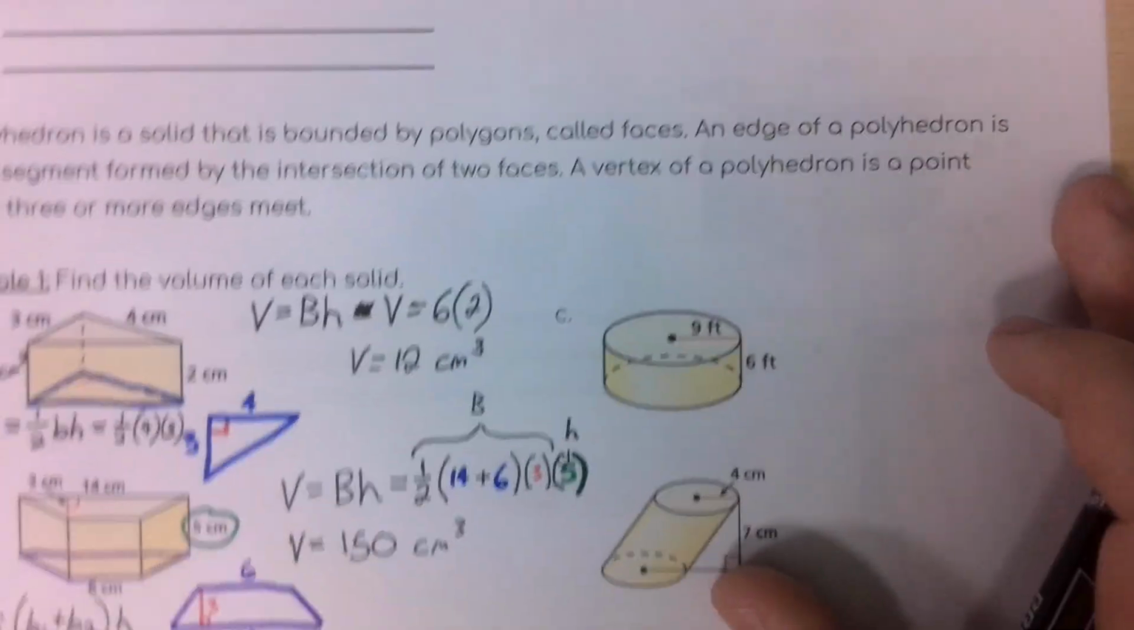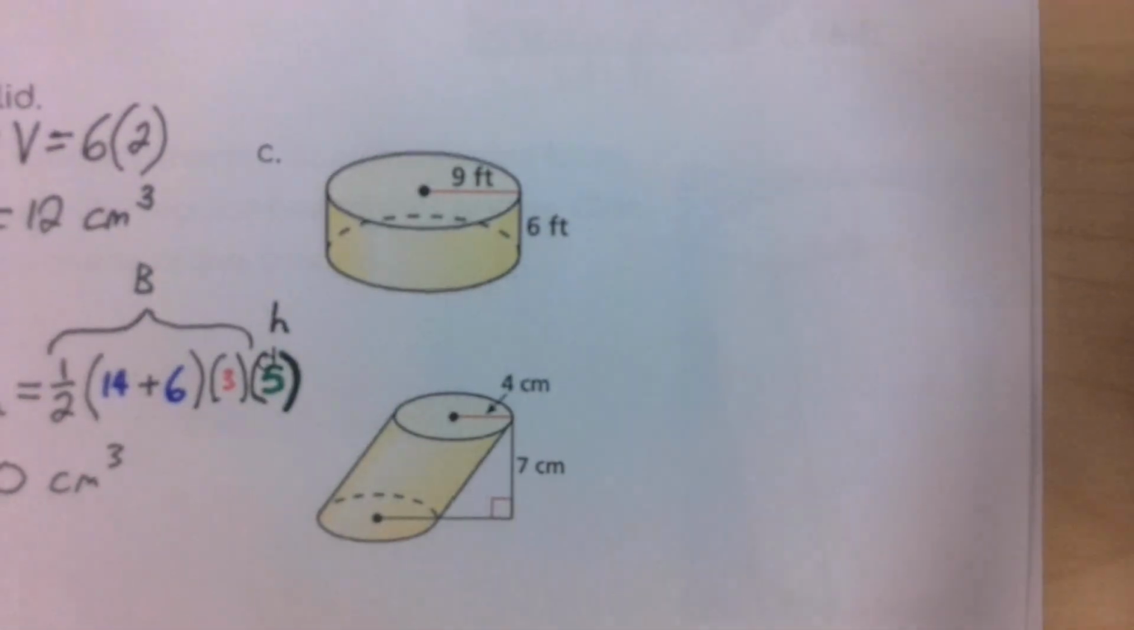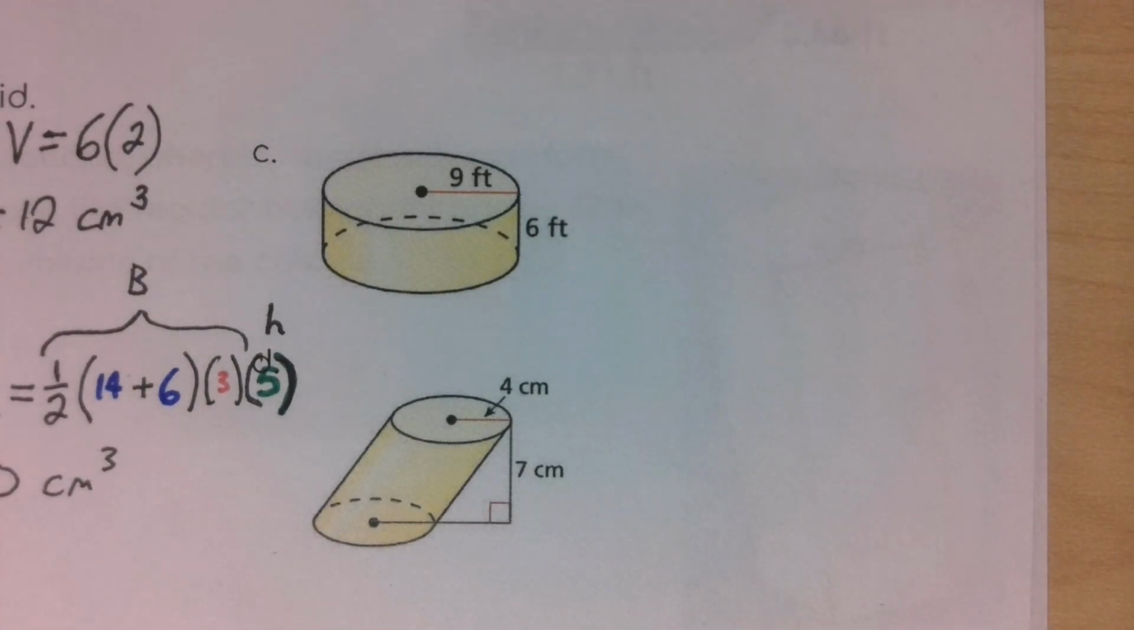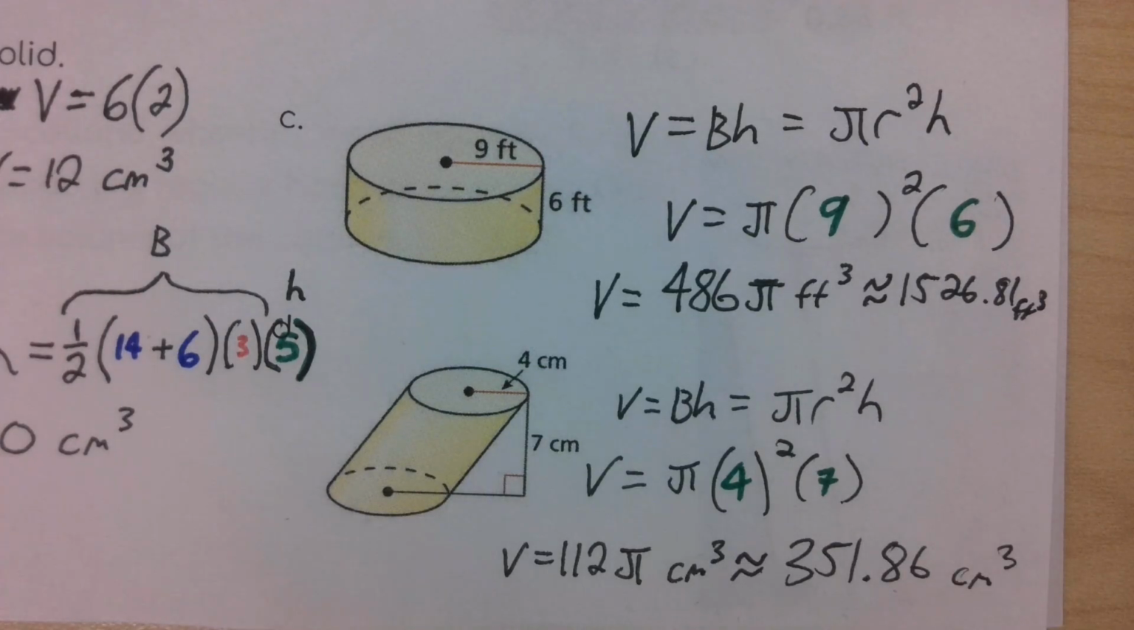So let's take a look at problems C and D. I want you to pause the video and see if you can find the volumes of these two shapes. Remember, with part D, Cavalieri's principle helps here. Pause the video and see what you can do. How did we do?